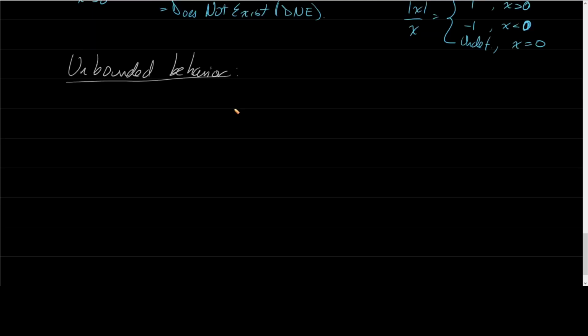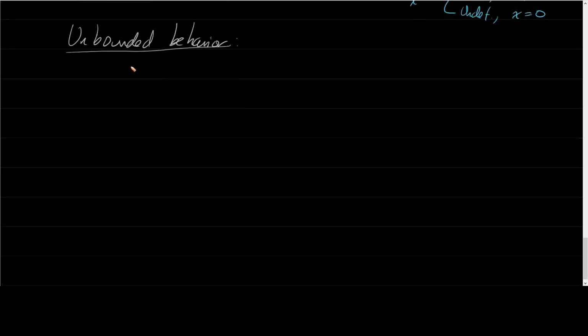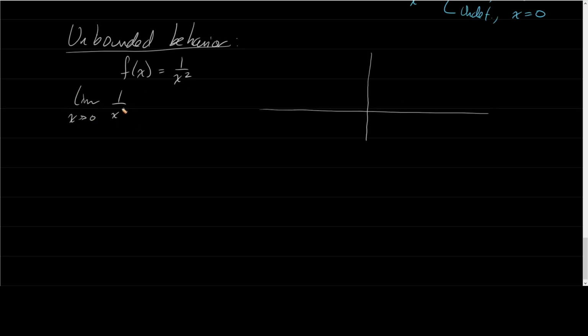And for that, let's look at this next function, f of x being equal to 1 over x squared. And let's look at that graph. Let's see what happens as it approaches 0. So the limit as x approaches 0 of 1 over x squared turns out to be undefined. And why would that be? Let me show you the graph. The graph of this looks like this. So this is 1 over x squared.